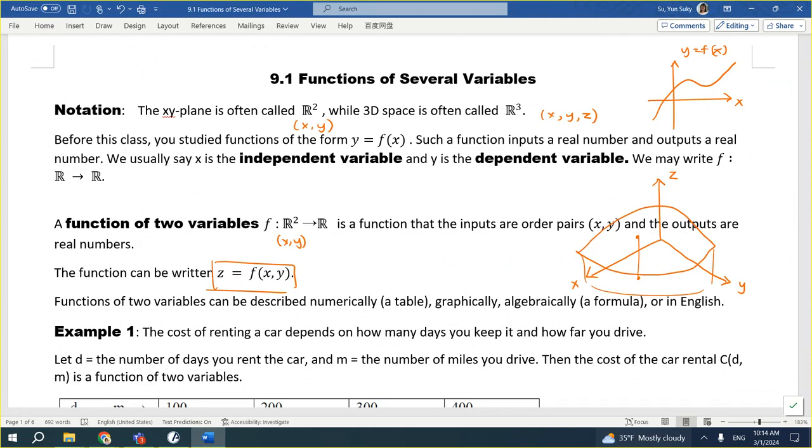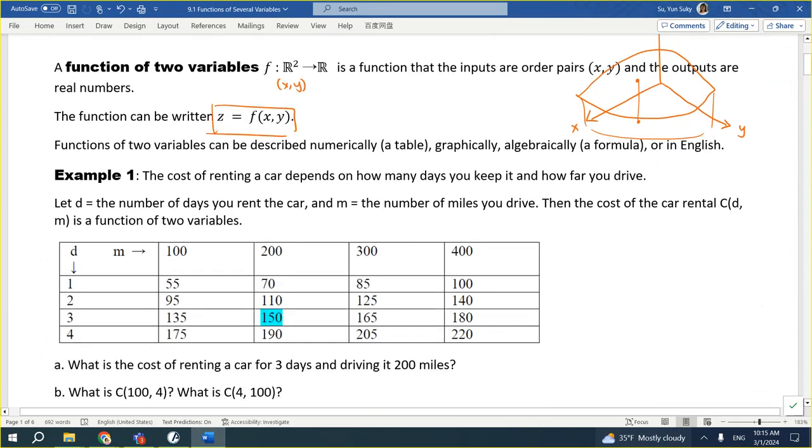You imagine you get a surface on the xy plane. So a function of 2 variables can be described numerically using a table, or graphically, you can draw it, or algebraically, use a formula, or in English. Okay, so let's see example 1.